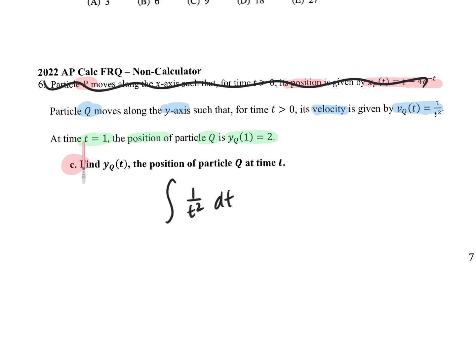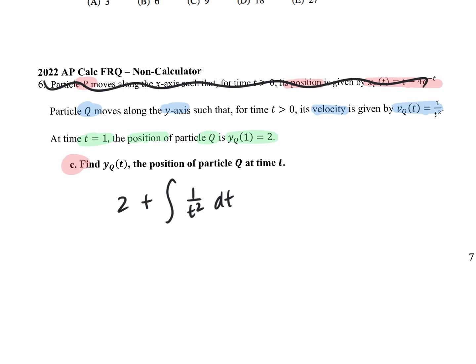And look what they said. They want the position of particle Q, and they said at t is 1, the position is 2. So it's like 2 right there. So when t is 1, my position is 2. So I'm going to start at 2. I'm going to say 2 plus all that stuff.